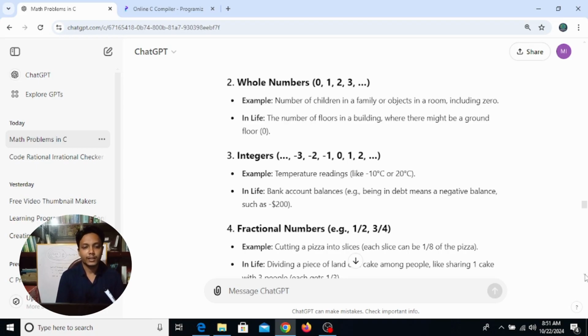Temperature readings like minus 10 degrees Celsius or 20 degrees Celsius. In a bank account balance, being in debt means a negative balance, such as minus $200.